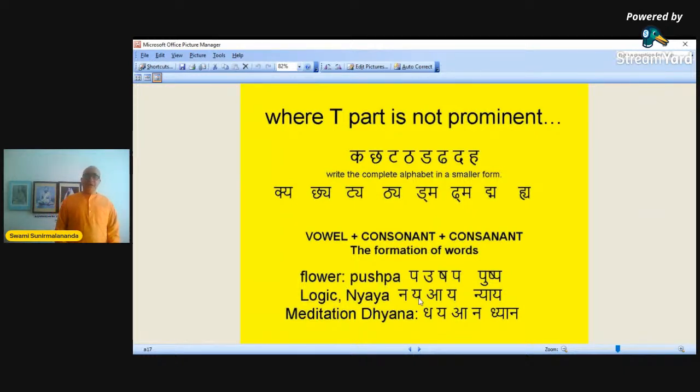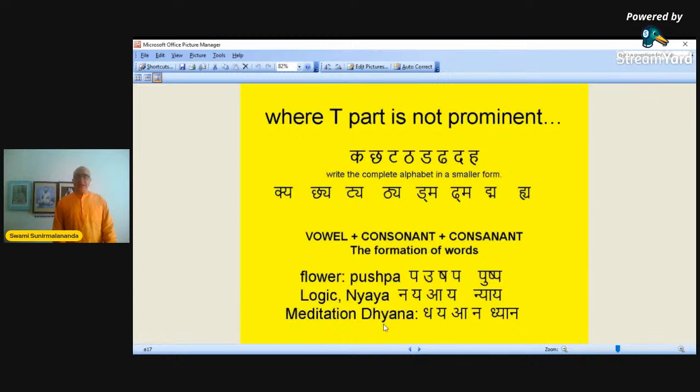Nyaya, logic. Nyaya has four letters again, one vowel and three consonants: na, ya, a, ya. But you cannot pronounce it as na-ya-a-ya, and it does not become nyaya. How to write nyaya? Half of na: remove the T, just na. Add it to ya. Remove this akar, and then only put a T. Nya, ya. It becomes nyaya. It's as easy as that. Just a matter of simple technique and you are there.